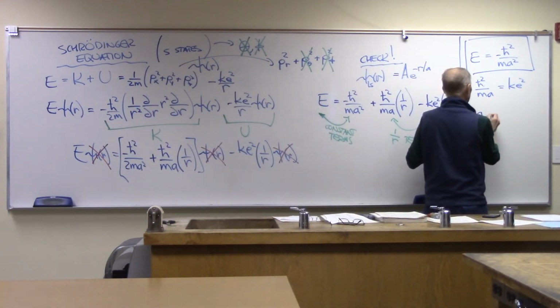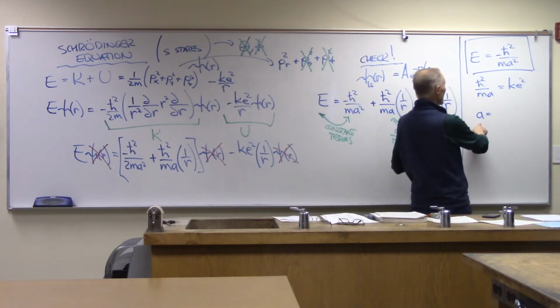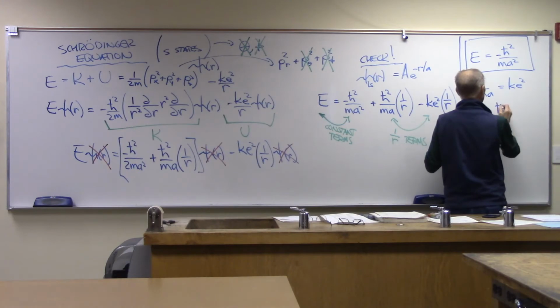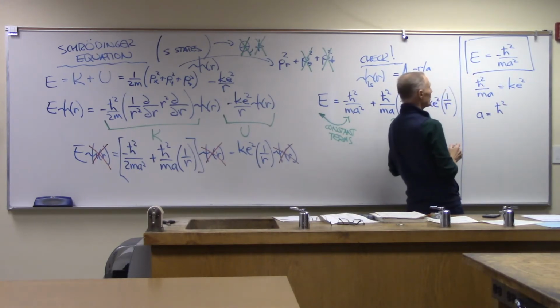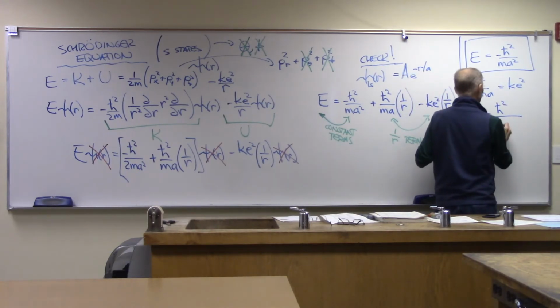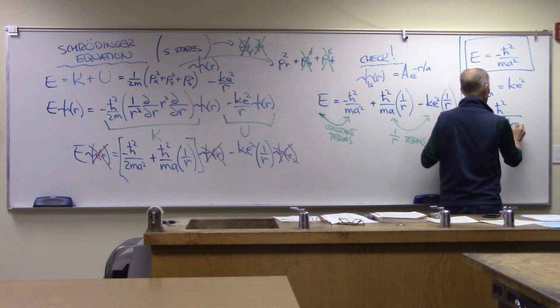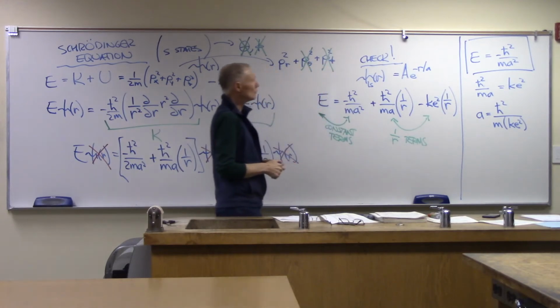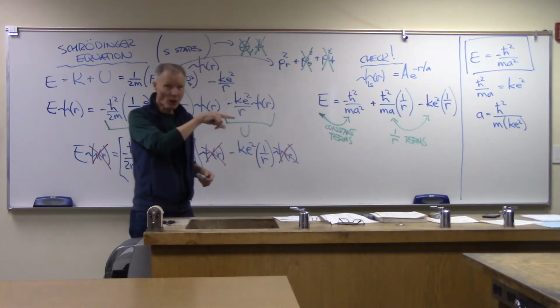So that's telling me what the value of A is determined by. The value of A is given by Planck's constant squared divided by m, divided by ke squared. And I'll box this one too.